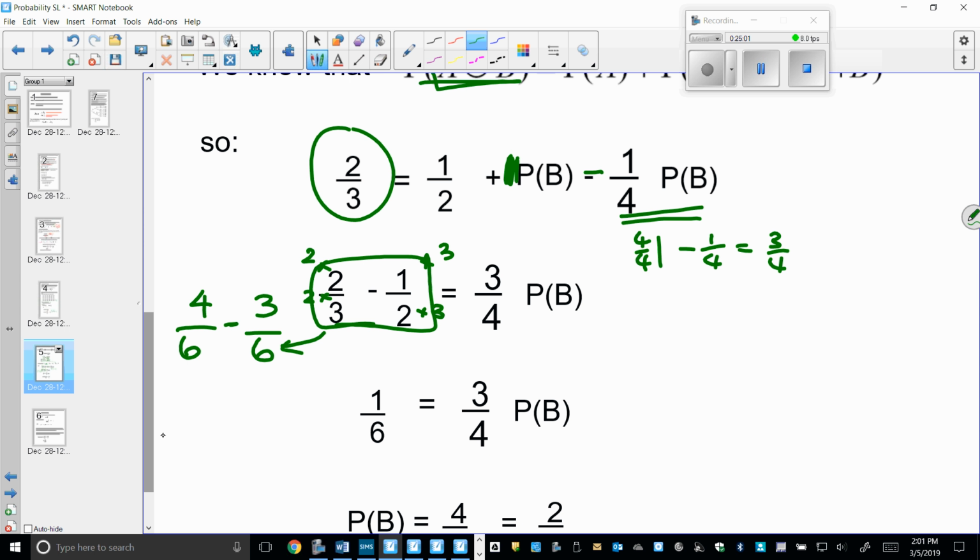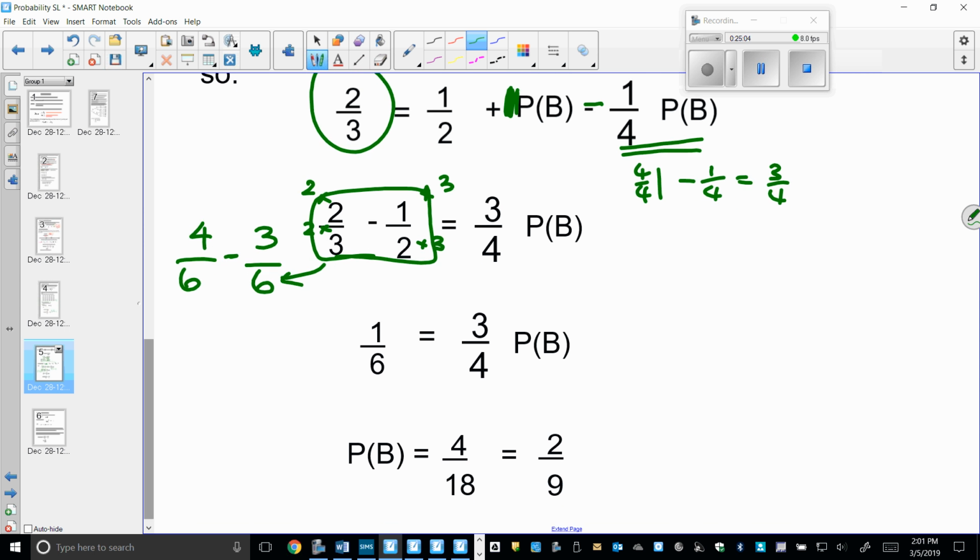So if I know that 1/6 is equal to 3/4 of PB, and they've asked us to find the probability of B, I can rearrange this however you would want to do it. Then we've got 1 multiplied by 4 over 6 multiplied by 3, which gives us 4 over 18, which reduces down to 2/9.